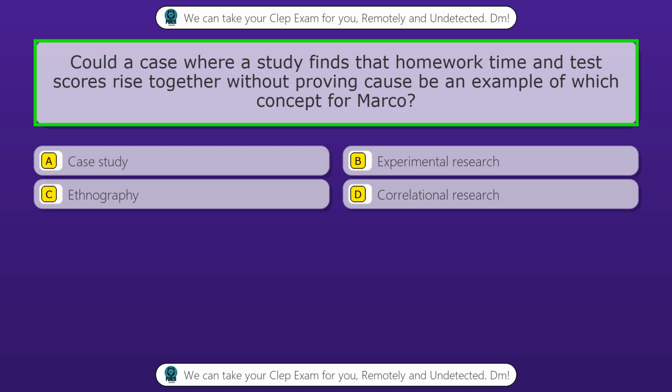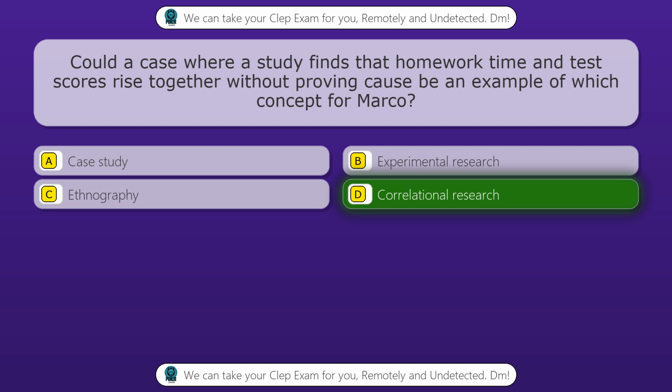Question 88. Could a case where a study finds that homework time and test scores rise together without proving cause be an example of which concept for Marco? Option A, case study. Option B, experimental research. Option C, ethnography. Option D, correlational research. The correct answer is option D, correlational research.